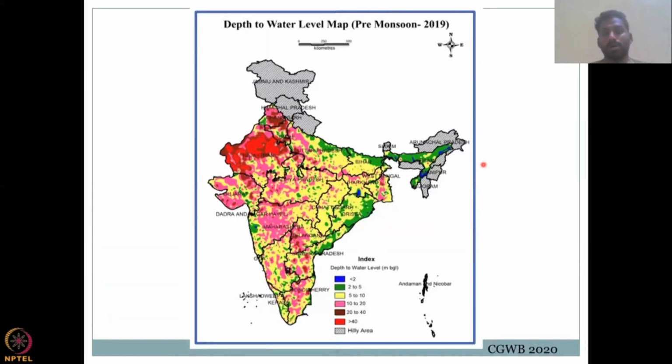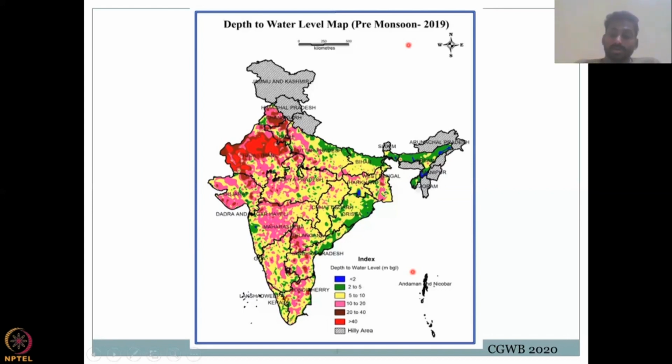Okay, so we saw the depth to water level in 2014, and this is the latest version that we have. It is the 2020 groundwater scenario. What we see here is most of the regions in 2014 that were red are still red, which means it takes more than 40 meters below ground level to access the groundwater, to touch the groundwater surface.